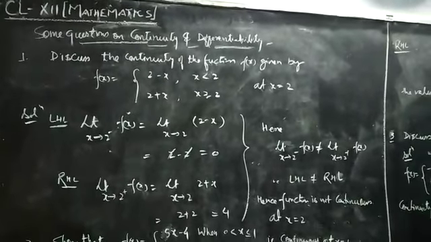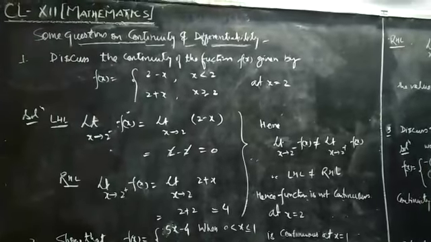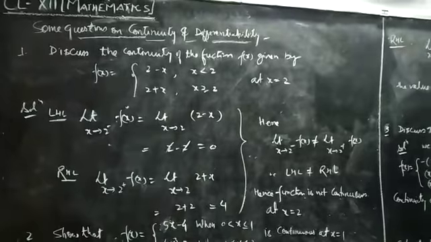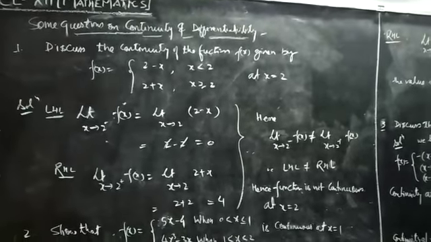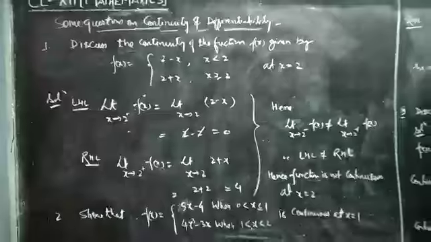Question first: discuss the continuity of the function f(x) given by f(x) = 2 - x where x is less than 2, and 2 + x where x is greater than or equal to 2, at x = 2. This is a piecewise function.